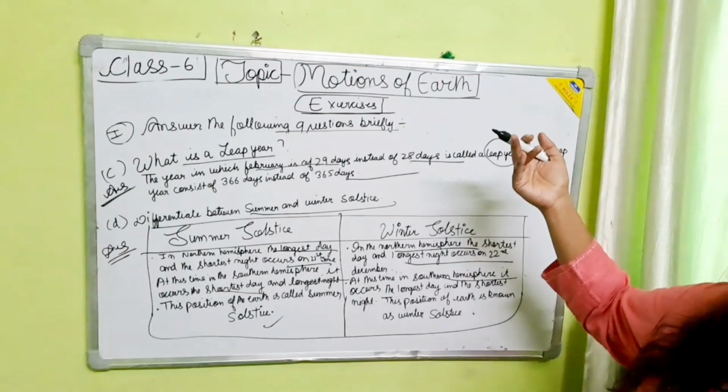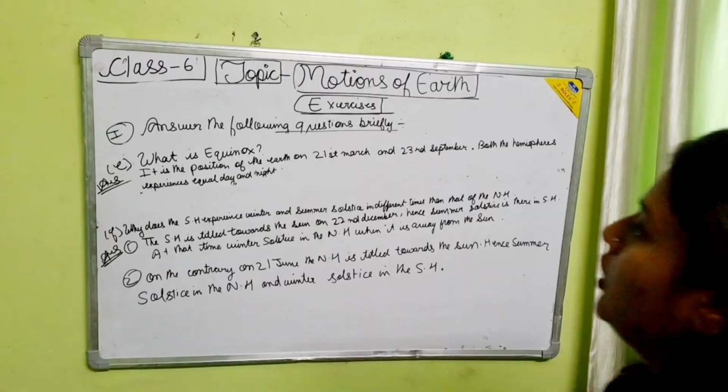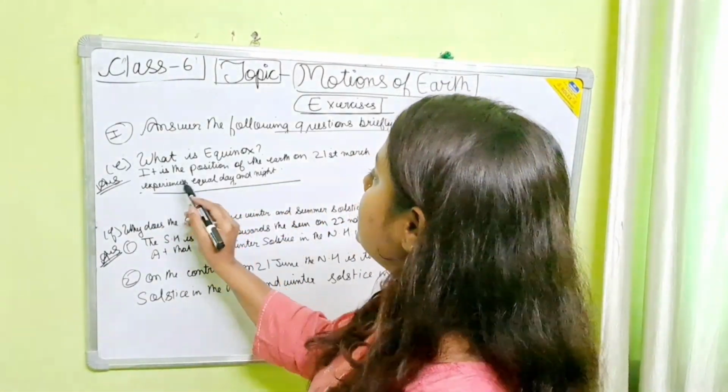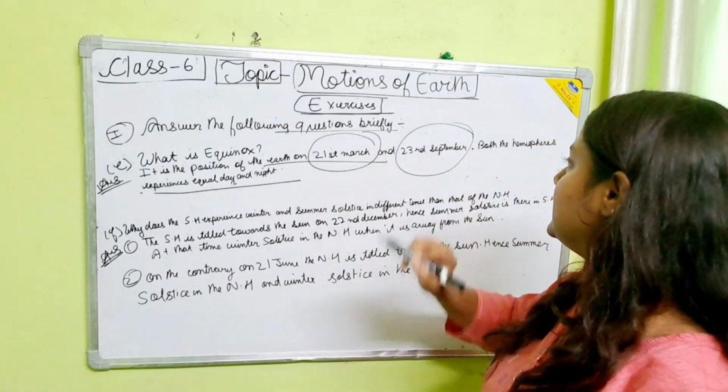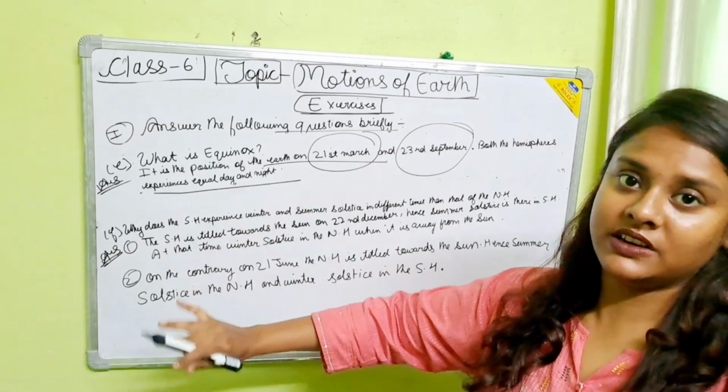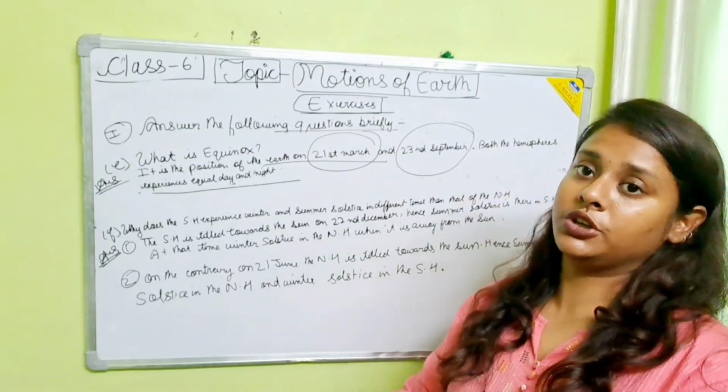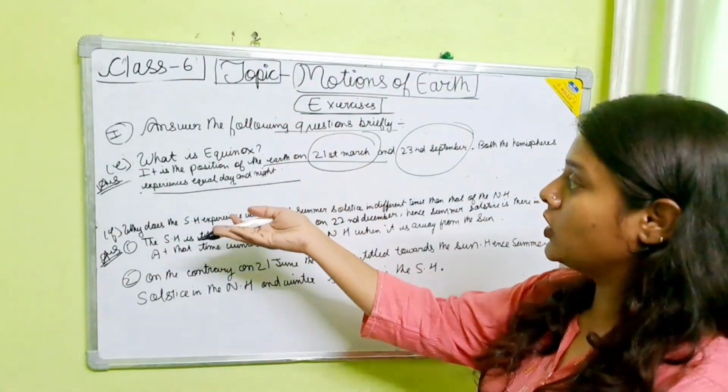and the northern hemisphere experiences winter. What is equinox? It is the position of the Earth on the 21st of March and 23rd of September. Both hemispheres experience equal day and night. This condition of the Earth is regarded as equinox.